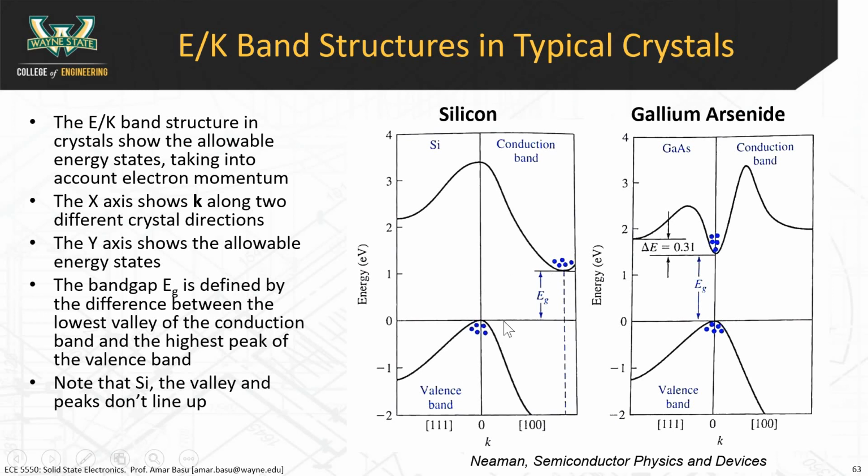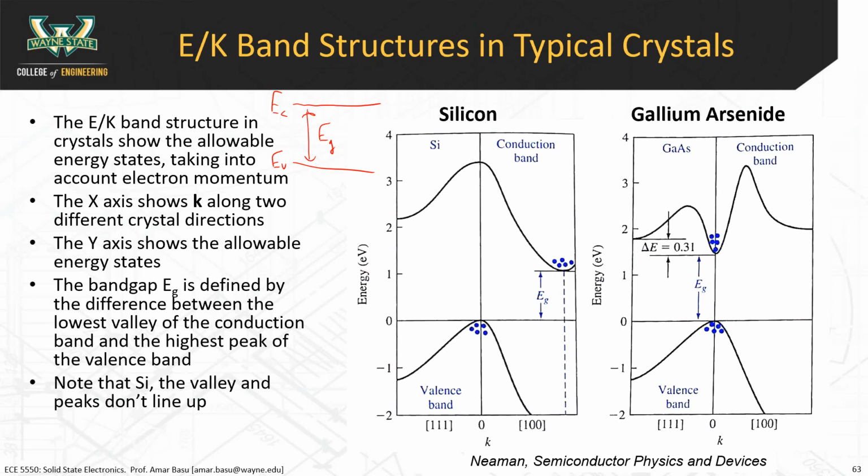When we talk about the band gap, it represents the distance from the bottom of the conduction band to the top of the valence band. When we draw our simplified energy band diagrams, EC and EV, the distance between them is the band gap, EG.